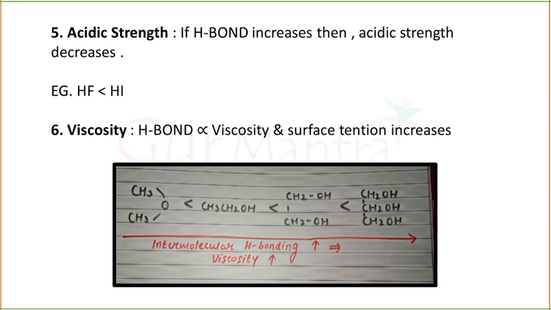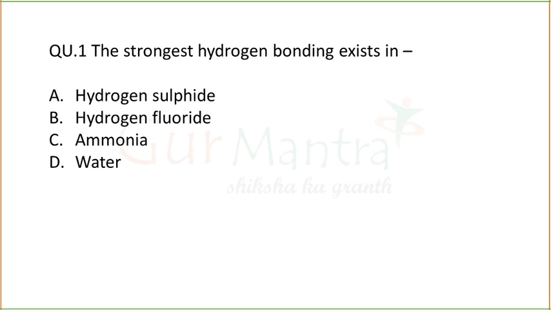Now I hope you all are clear about the hydrogen bonding. Till now we have covered what is hydrogen bonding, types of hydrogen bonding and the main conditions on which the hydrogen bond depends. Now we have some practice questions. Number 1 question is, the strongest hydrogen bonding exists in? You have 30 seconds to solve this question and your time starts now.